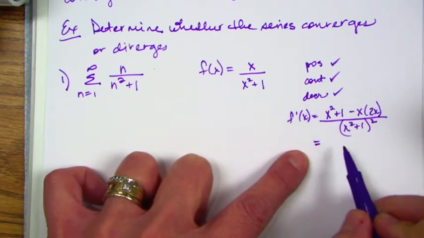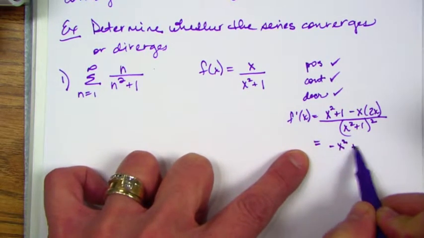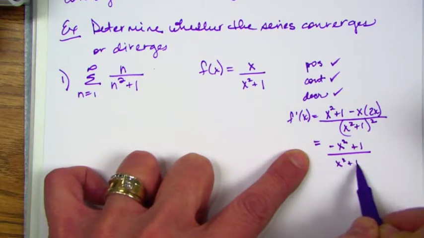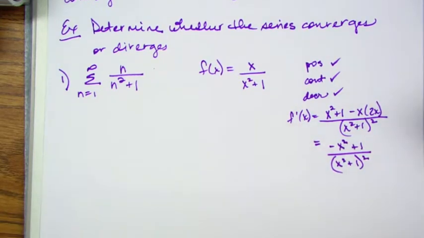That simplifies to give me negative x squared plus 1 over x squared plus 1 squared. The denominator will always be positive, and the numerator will be negative as long as x is greater than 1. So will it be decreasing?